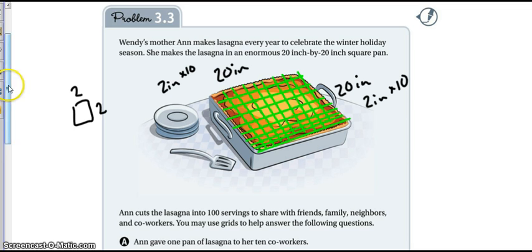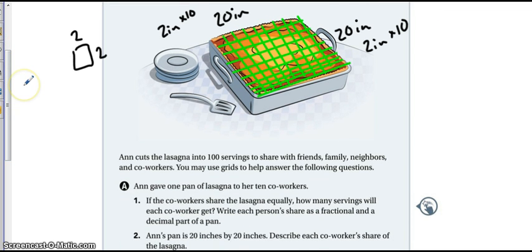Okay, so now that we've got that established, let's think about these problems. Ann gave 1 pan of lasagna to her 10 coworkers. If the coworkers, so there's 10 people, share it equally, how many servings will each coworker get? Now remember that 1 piece is equal to 1 serving. So this little 2-inch by 2-inch square is 1 serving. Okay, so if there were 100 people, each person would get 1.